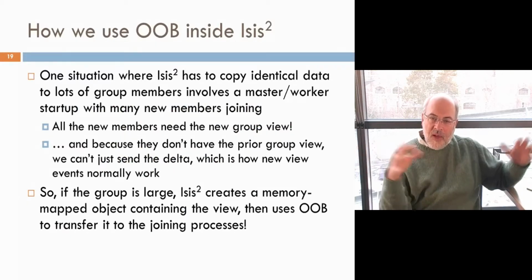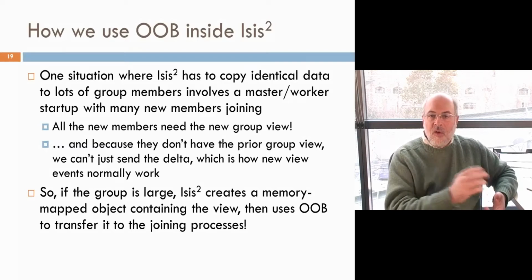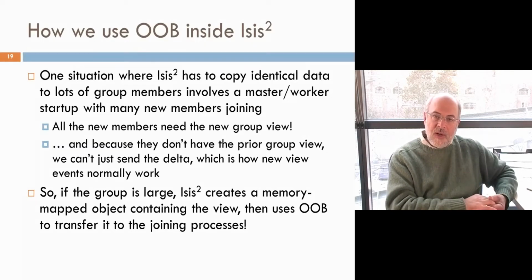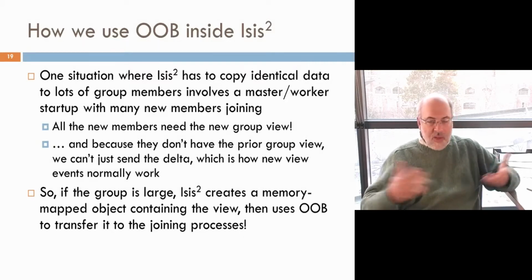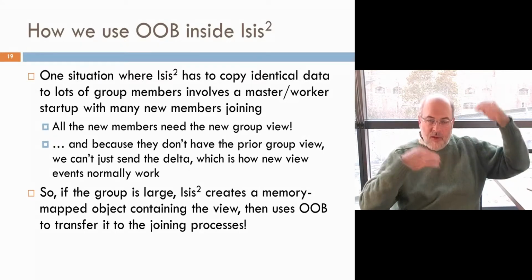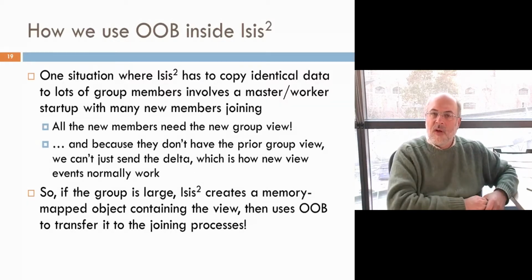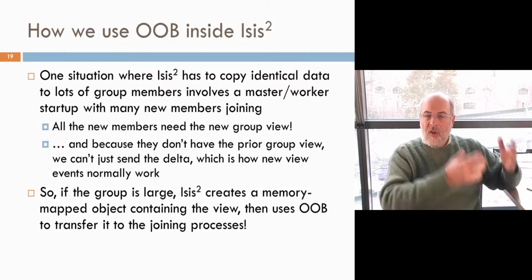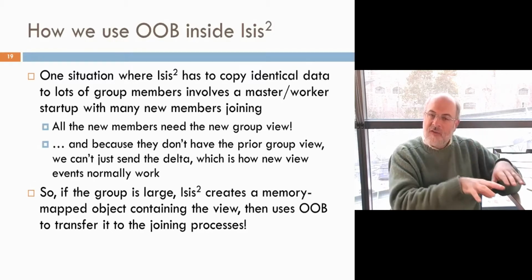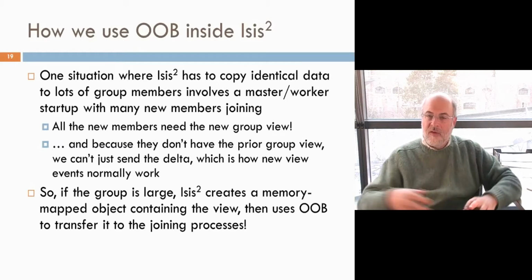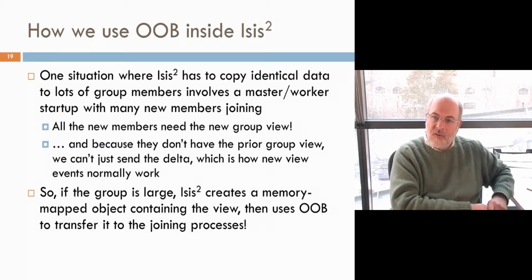And as I mentioned earlier, we use OOB transfers now within ISIS to transfer initial group views when a whole batch of members join all at once, which happens especially if you use the master worker model that we talked about in one of the earlier modules. They all need the same view, so we write that view into a memory map file region, and now with the OOB re-replicate, we're able to transfer it to all those members without congesting the internals of the ISIS system by trying to send that data point to point to 55 members perhaps that are joining all at once.